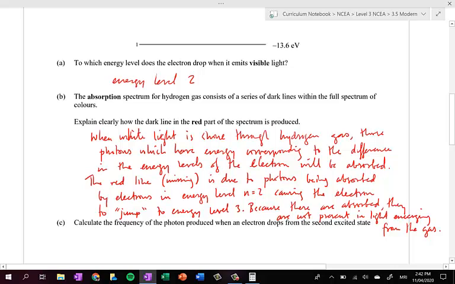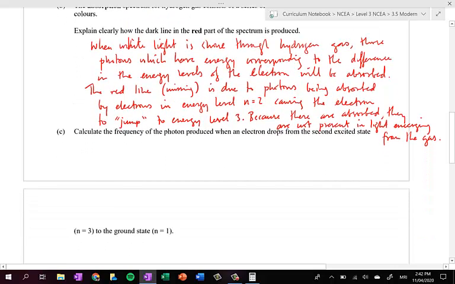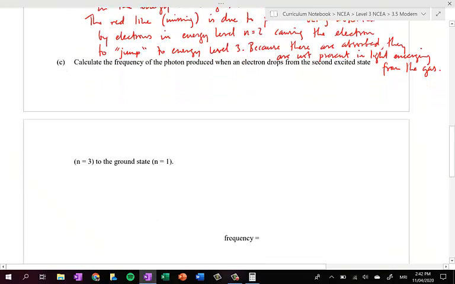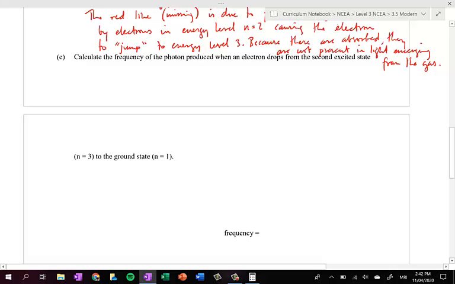Okay. Question C says, calculate the frequency of the photon produced when an electron drops from the second excited state n equals 3 to the ground state n equals 1. So for the frequency of that photon, there are two ways that we can do it. We can either work out the energy difference using the equation for Bohr's energy levels, or we can use the Rydberg equation. I'm going to use the energy level method. So delta E electron is equal to negative hcR times 1 over 1 squared minus 1 over 3 squared.